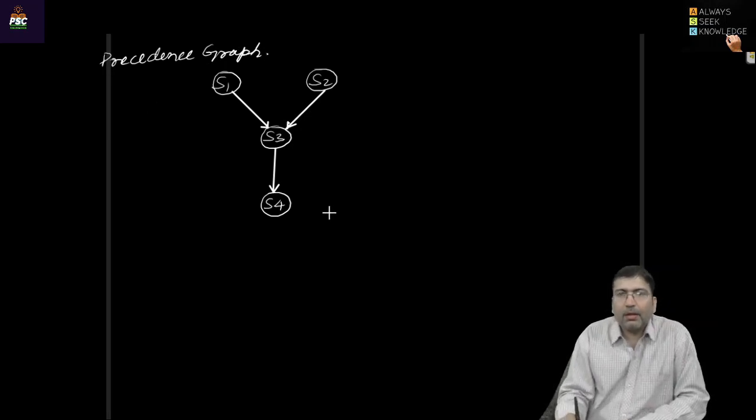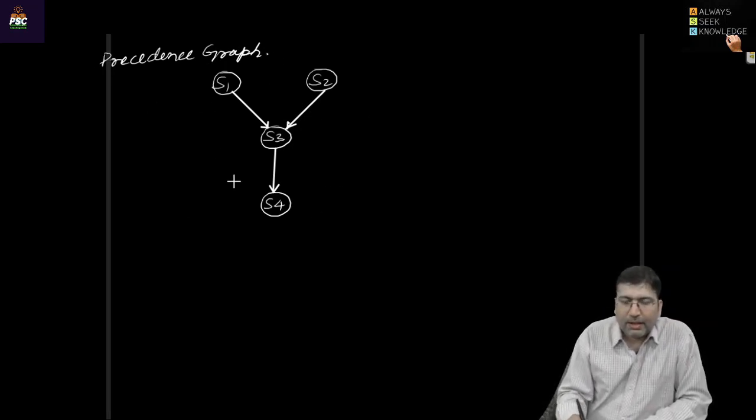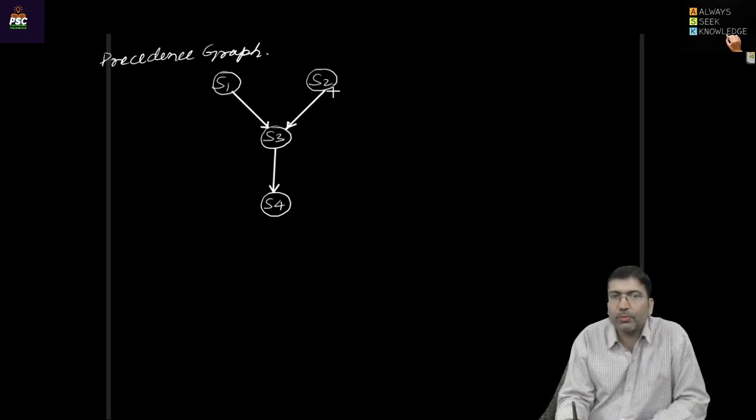Okay. Now by looking at this graph, this is a directed acyclic graph. This is a directed graph, that's why I have drawn the arrows. It is clearly representing that before execution of S3, S1 and S2 statements need to be executed. Before execution of S4, S3 needs to be executed. So it is reflecting a kind of sequencing of instruction execution. And this is known as the precedence graph, right?